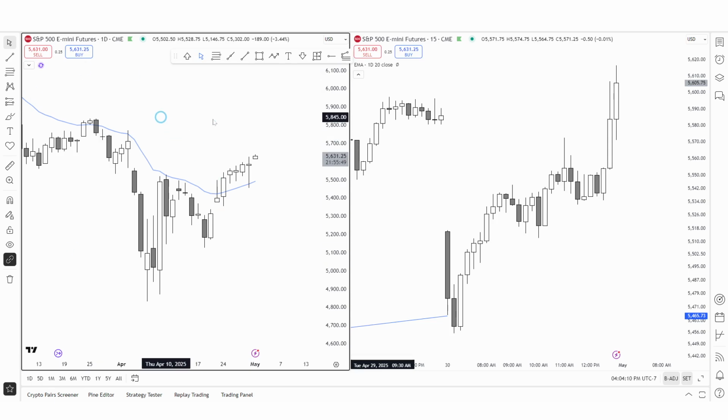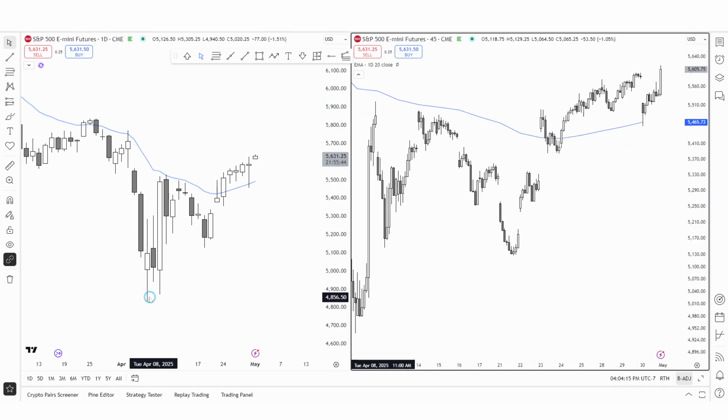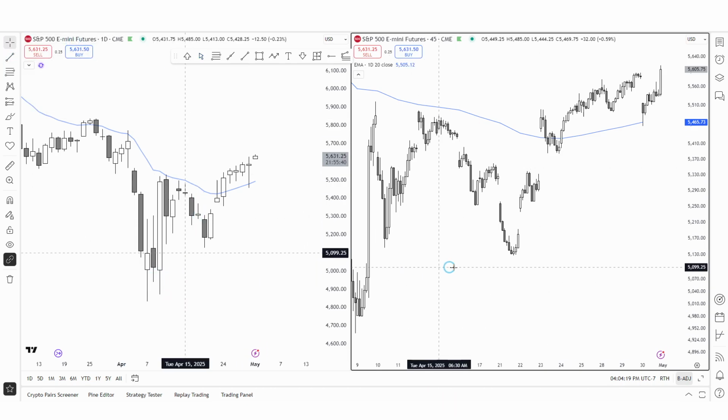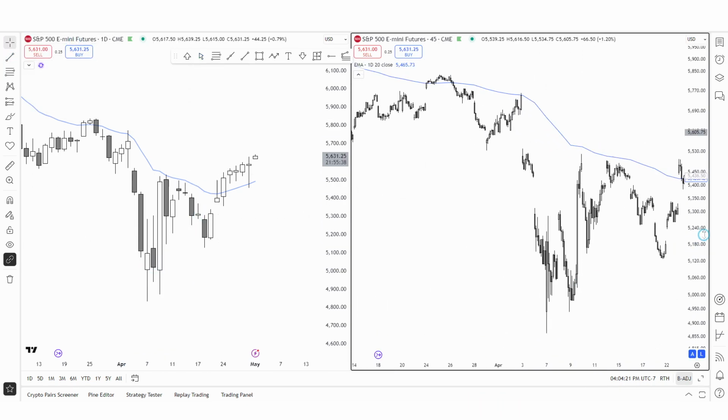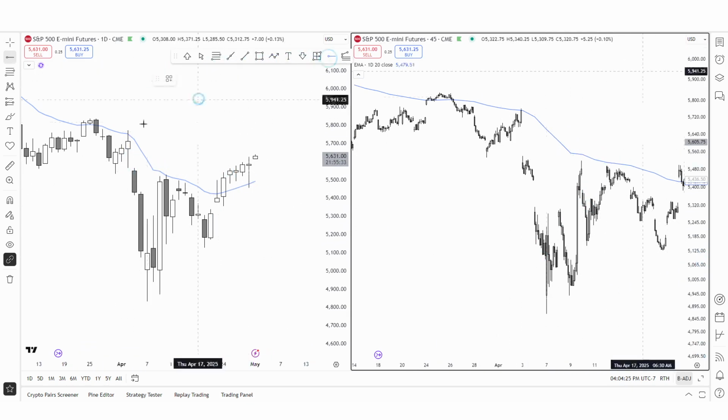This is the daily chart. I'm going to open up the 45-minute chart right here. Where is my crosshairs? Okay. So this is the 45, this is the daily. I'm going to draw a permanent line here.